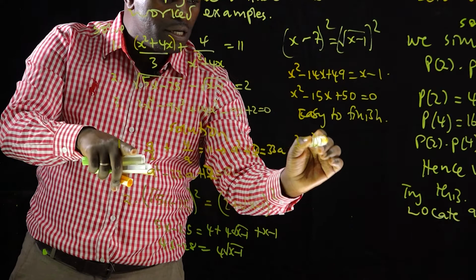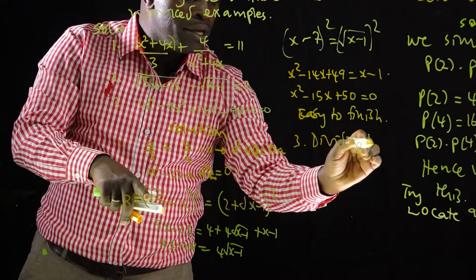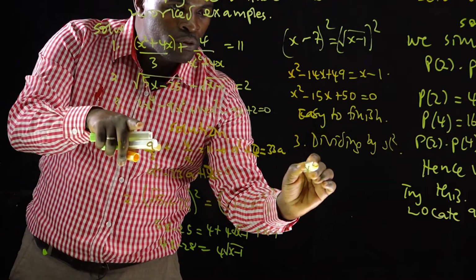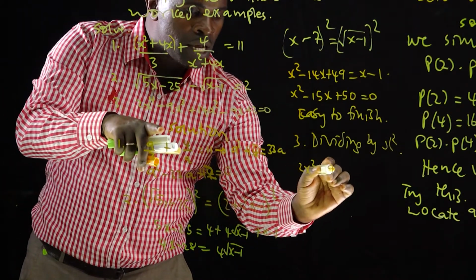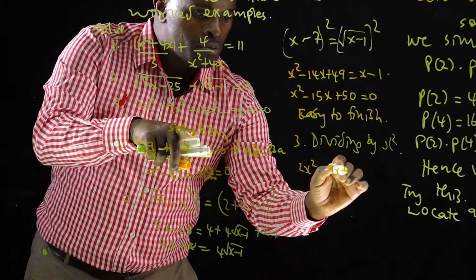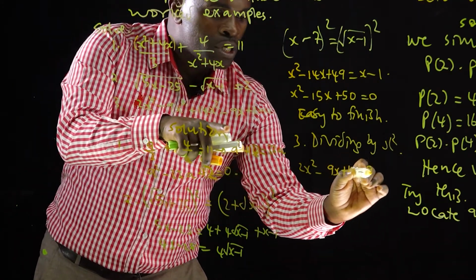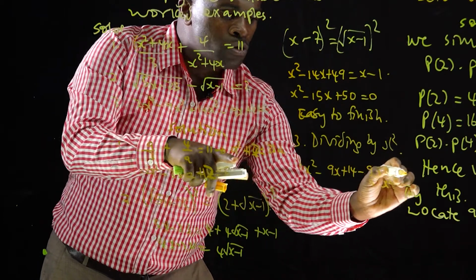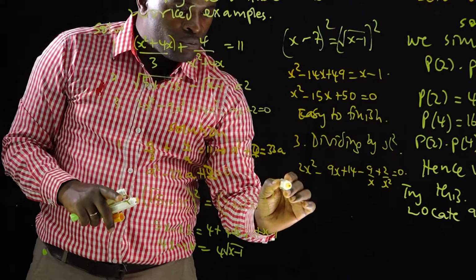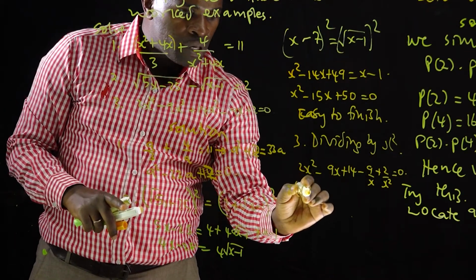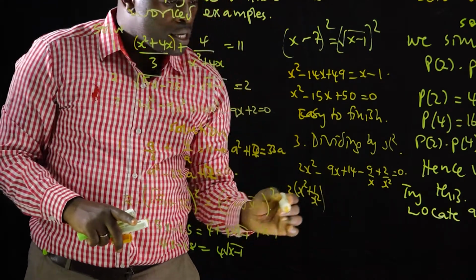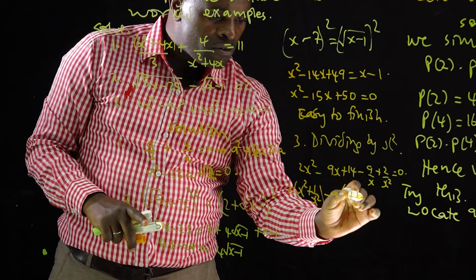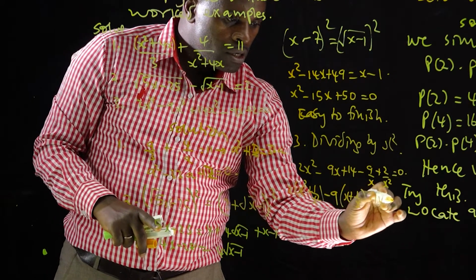Dividing by x squared both sides, this one becomes 2x squared, this one becomes 9x, this one becomes 14, while this could be 9 over x, and the next 2 over x squared equals to 0. Then you collect: bring this 2 here, x squared plus 1 over x squared. And again, bring 9 here, x plus 1 over x. And this 14 equals to 0.